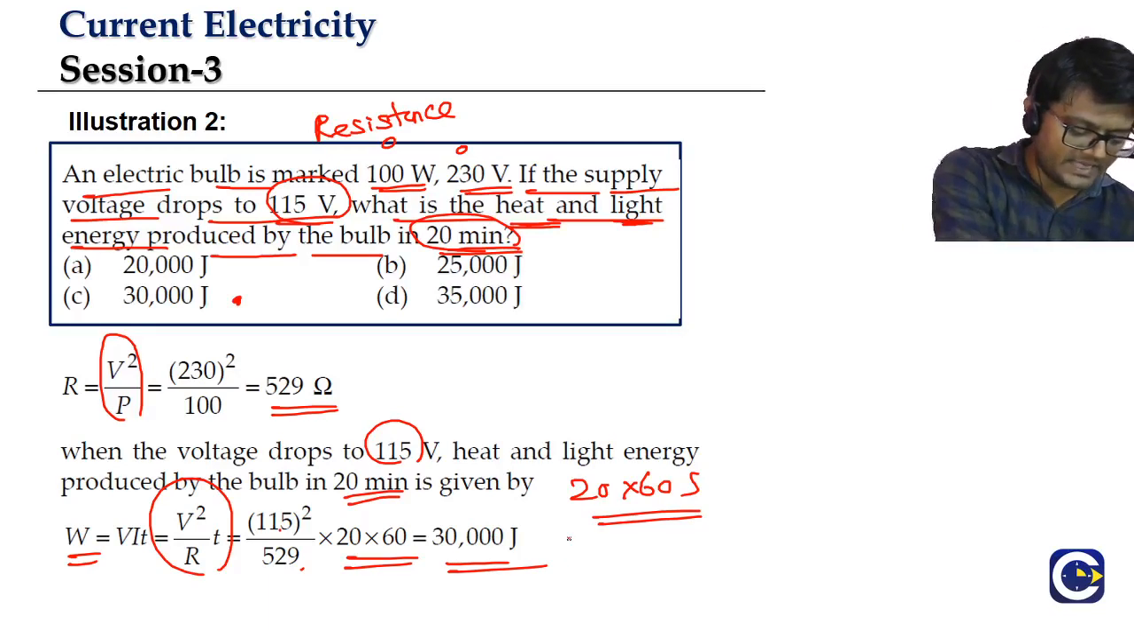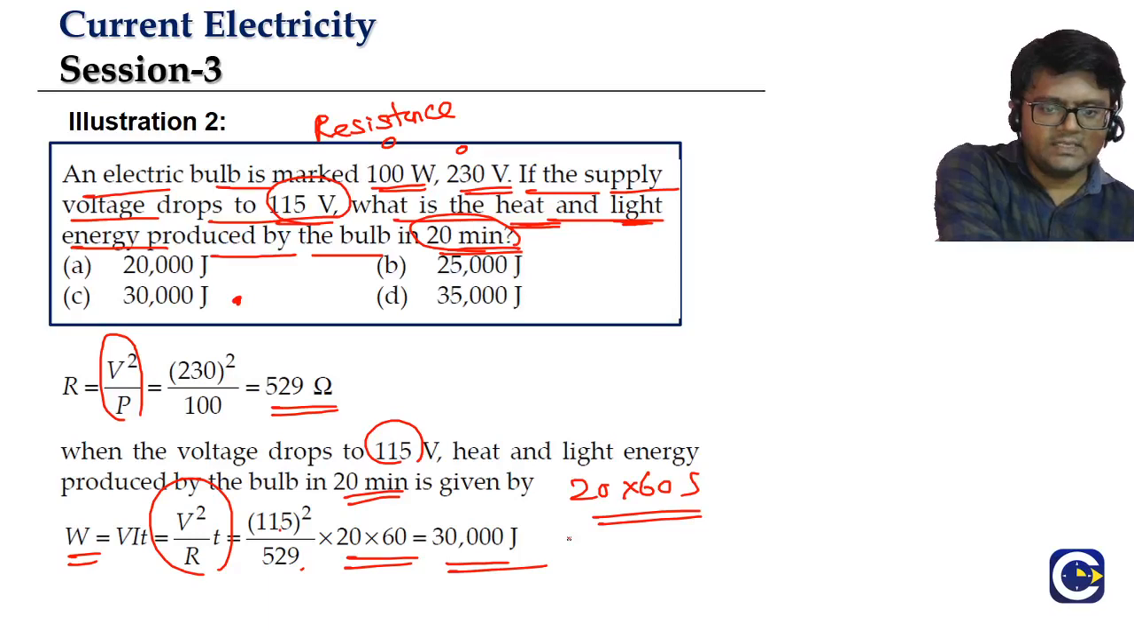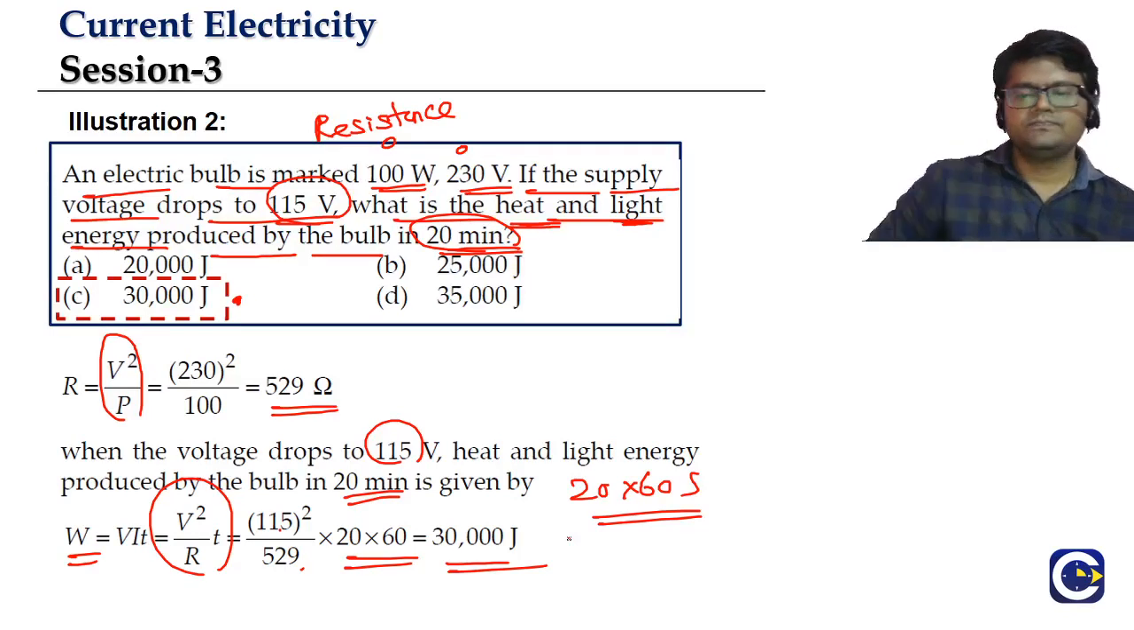Keshavan, Tasneem, yeah. Damodaran, Prajwal, you are getting answer D. Check it once, guys. So what must be the answer? It will be coming as 30,000 joules.